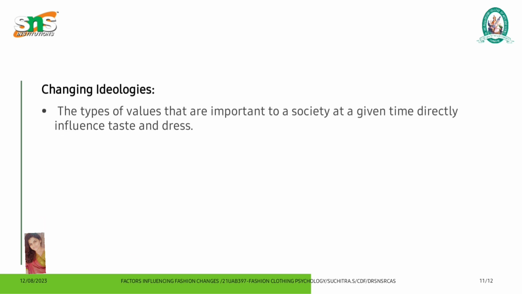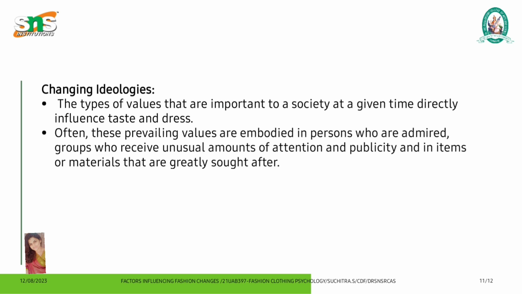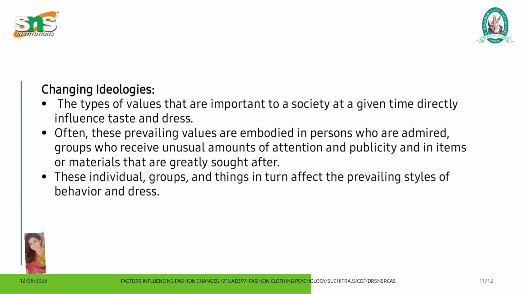Changing ideologies. The type of values that are important to a society at a given time directly influence taste and dress. Often, these prevailing values are embodied in persons who are admired, groups who receive unusual amounts of attention and publicity, and in items or materials that are greatly sought after. These individuals, groups, and things in turn affect the prevailing styles of behavior and dress.